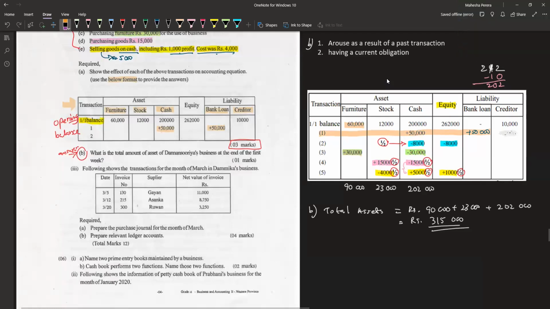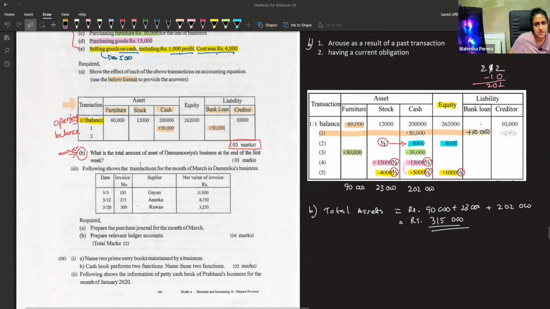Hari, 1 minute. Right, Puta. Let's do the third one and finish the class.